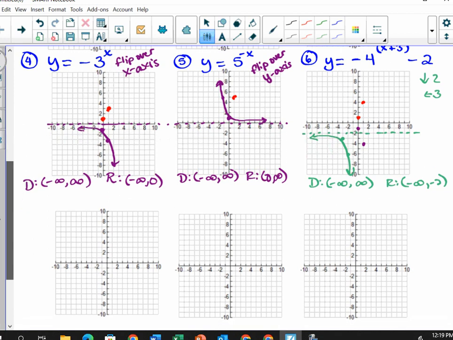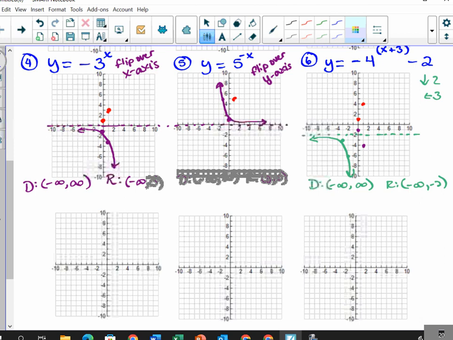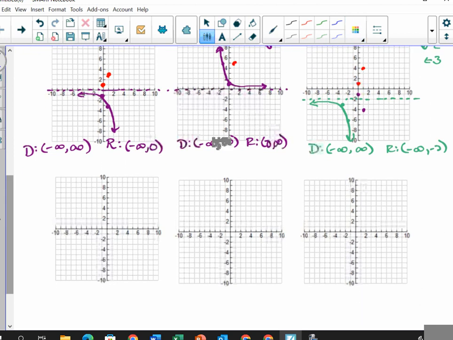All right. Let's try one more exponential and then we'll start talking about logs. But don't be scared. I promise I'll make it better. If you have bad memories of logs. Let's do y equals 3 times 2 to the x plus 1 minus 4.